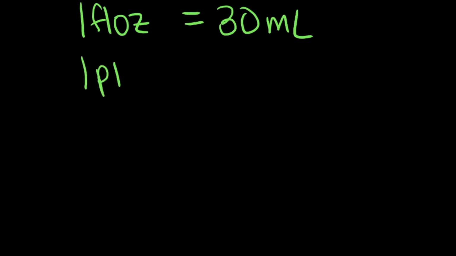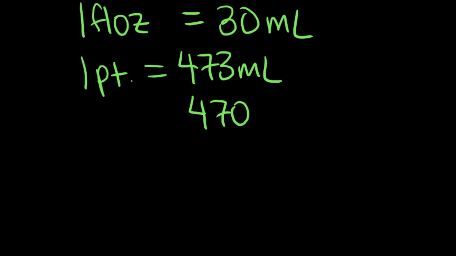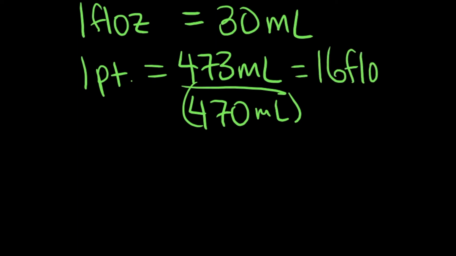So 1 fluid ounce is equal to 30 milliliters. These are going to be our volumetric measurements. A pint is going to be equal to 473 milliliters. Now you can memorize that as 470 milliliters. I memorized it as 473, but the great thing about the NAPLEX is they will tell you how to round your answer. They'll ask for tenths, hundredths, or whole number. So it'll account for these two numbers. You can memorize either one, whatever is easier for you. And then it's going to be 16 fluid ounces here.